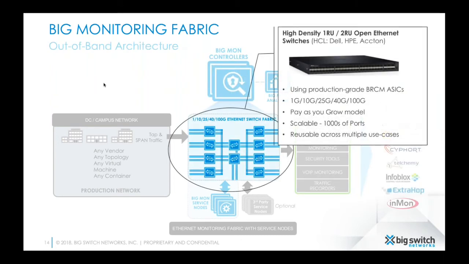Now, with regards to the switches, again, these would be open vendor switches. It could be Dell, HP, Accton switches, 1 gig through 100 gig, all Broadcom based silicon, various different form factors. But the cool part about all of this is a pay as you grow model. You can start small and then scale up to as big as you want, building your single logical network packet broker. And these switches are reusable across multiple different use cases.